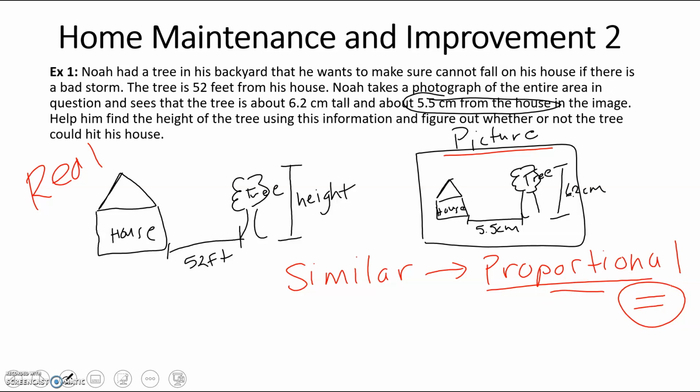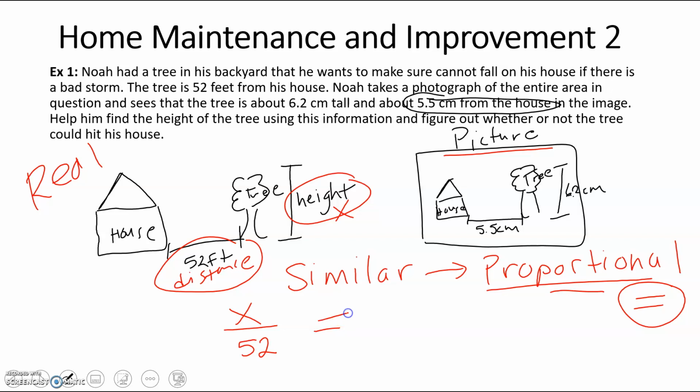So our first ratio of height to distance for the real one is going to be, since we don't know the height, we'll call it x, x over 52. And that's for our real. Now, for the picture of the house and tree, we have height, which is 6.2, to distance, which is 5.5. Do note here that for both the real and the picture, we have the height of the tree on the numerator, and the distance from the house in the denominator. Now we've created a proportion.